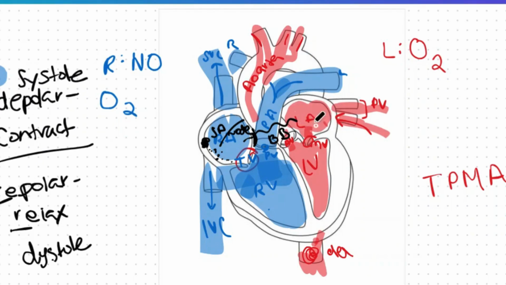Then, once it reaches the left atrium, you have a bunch of left anterior fascicles, which are right here on the heart. And it moves down and it sends signals through neurotransmitters telling the heart to contract. And it goes all the way here through the bundle of His, moves to the left ventricle, and that's when your heart contracts.